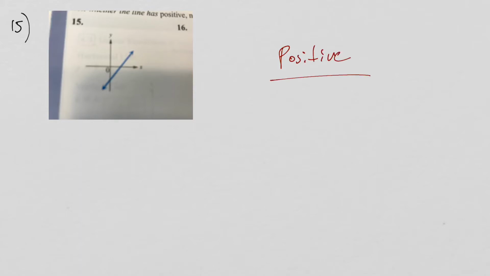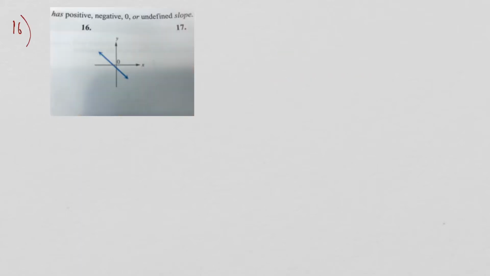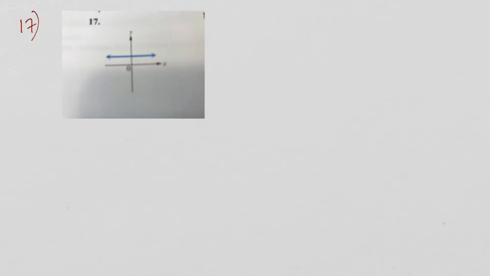Okay, number 15, this slope goes up to the right, so it's positive. It goes up from left to right. Okay, number 16, this slope goes down from left to right, so the slope is negative. Okay, this slope is horizontal, so it has a slope of 0.